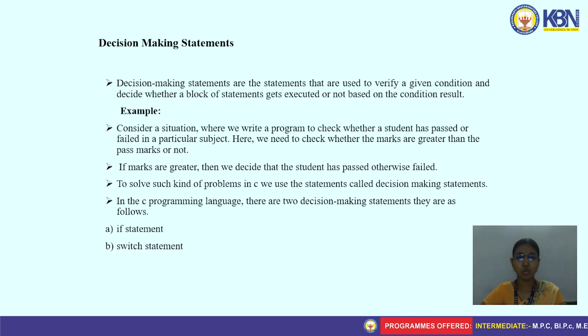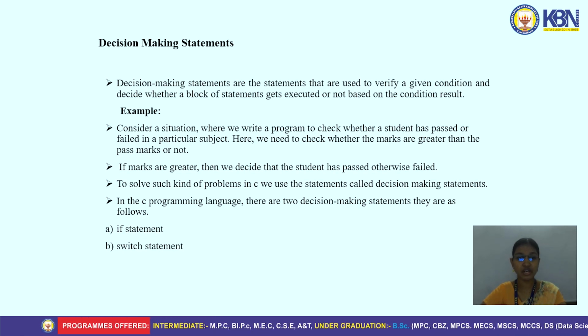For example, we have to check whether a student has passed or failed in a particular subject. We need to check whether the marks are greater than the pass mark; then the student will be passed, otherwise the student will be failed. If marks are greater, we decide the student has passed, otherwise failed. In such conditions we use decision making statements. In the C programming language there are two decision making statements: the if statement and the switch statement.